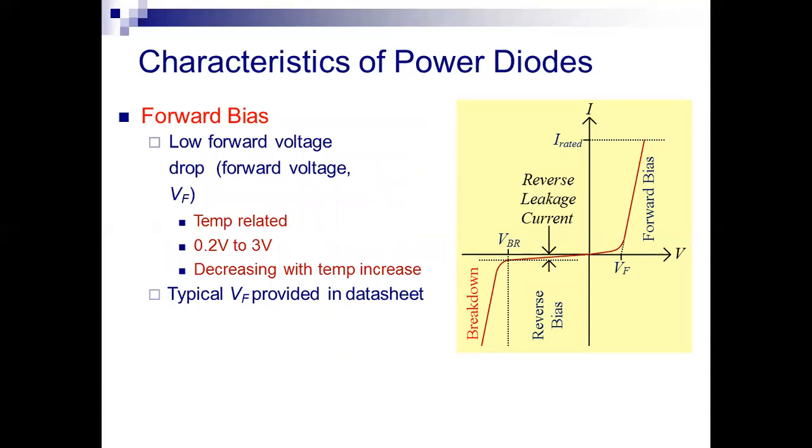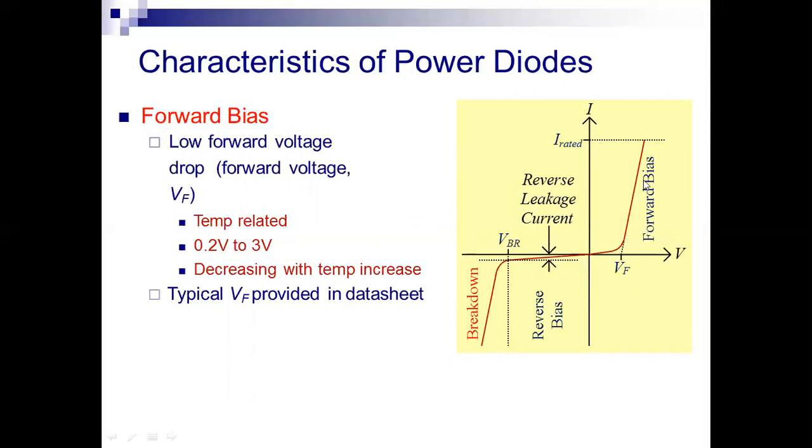Next, if you consider the characteristics of the power diodes, in the forward bias there is a low forward voltage drop, which is temperature related, and it should be observed that it is 0.2 volts to 3 volts. The on-state voltage is 0.2 volts to 3 volts, decreasing with the temperature increase. Typical VF has been shown in the data. The characteristics have been drawn with voltage on the x-axis and current on the y-axis.